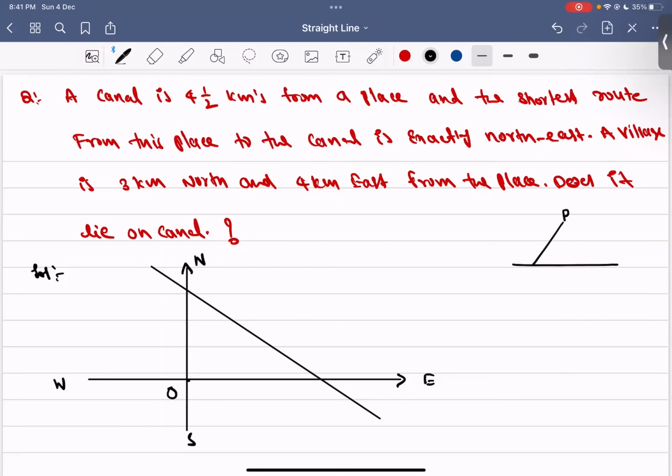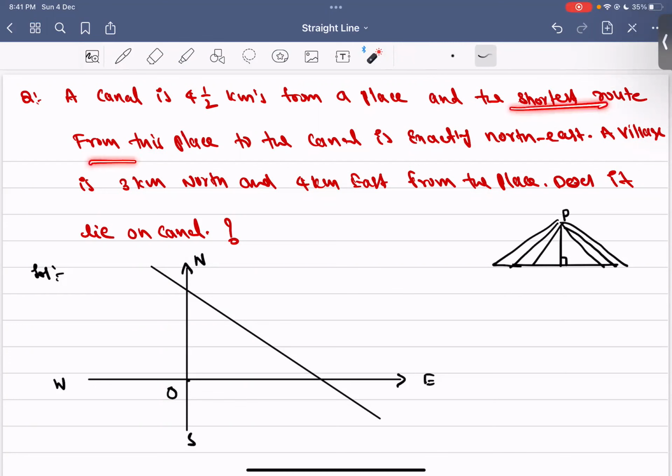How many distances are possible from the origin, from a given point to a line? Infinitely many distances are there. From all those distances, the shortest distance is what? Perpendicular distance or not? Yes, perpendicular distance is the least distance. Now the shortest, now read the question.